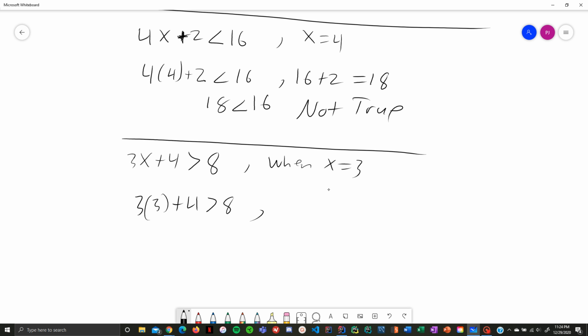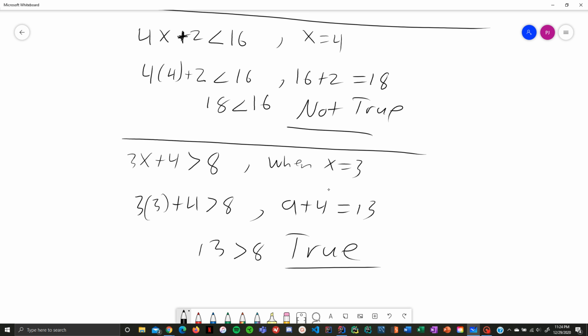So 3 times 3, that's going to be 9. And then we have to add the 4. Well, that's going to be 13. And yes, 13 is greater than 8. So this is true. Very important that you can distinguish when they're less than or greater than. So when x is equal to 3, yes, 3x plus 4 is indeed greater than 8.